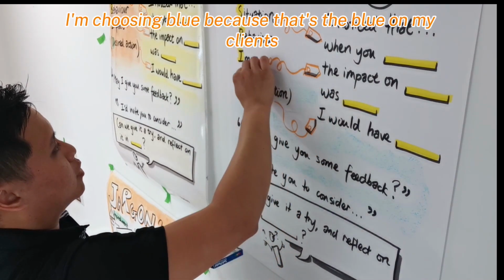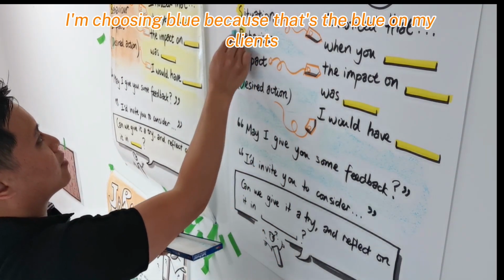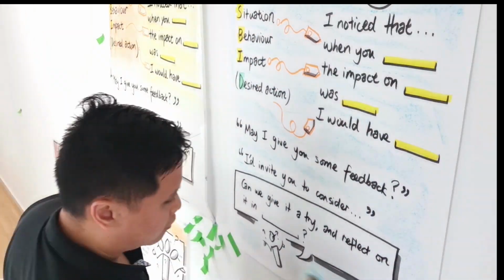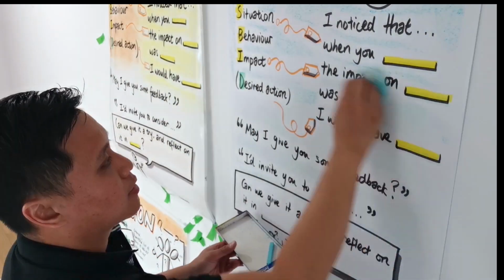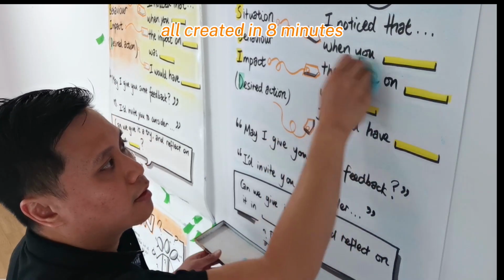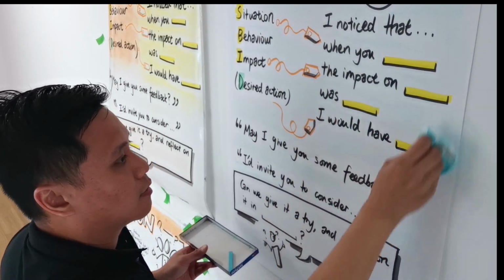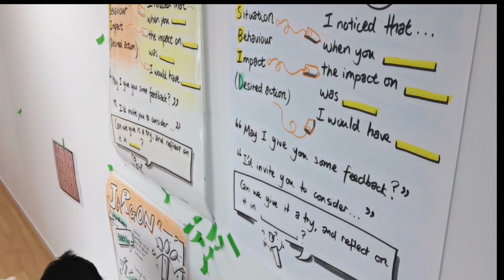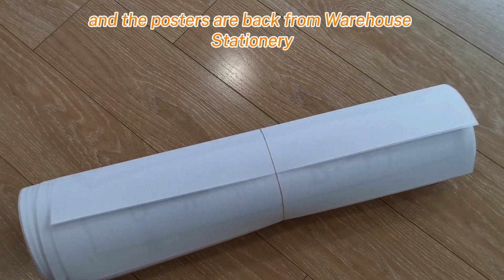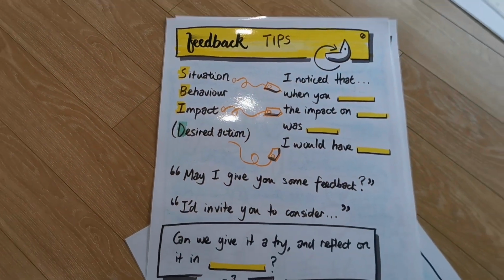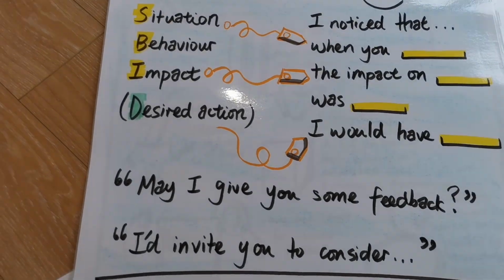I'm choosing blue because that's the blue on my client's brand. Created in 8 minutes. We're going to be taking this to the print shop to laminate. And the posters are back from warehouse stationery, freshly laminated. Feedback tips.